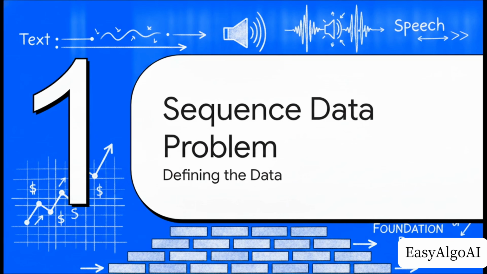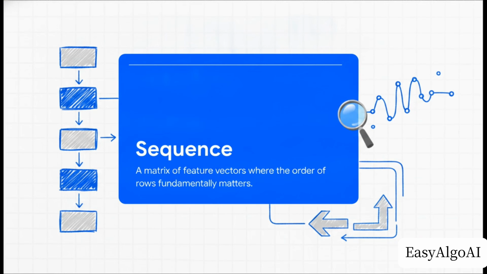Number 1, the sequence data problem. Let's start right at the foundation. What kind of data are we actually dealing with when we talk about text or speech? When we talk about sentences or speech, data scientists call these sequences. Now, mathematically speaking, a sequence is a matrix where each row is a feature vector, and, this is key, the order of those rows fundamentally matters.